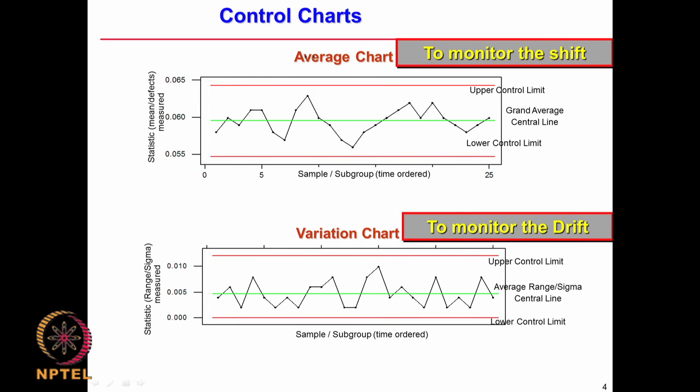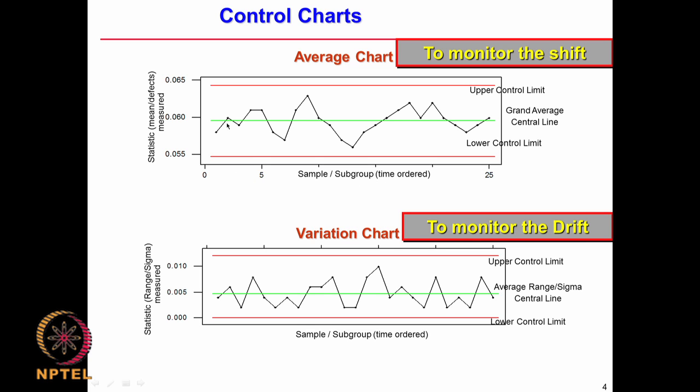So, this is a typical control chart. I am measuring some data here, this is an average chart, as a function of time. This could be today, tomorrow, the day after tomorrow, or it could be today, 12 hours from now, 24 hours from now, then 36 hours, 48 hours. So, the x axis will be like that.